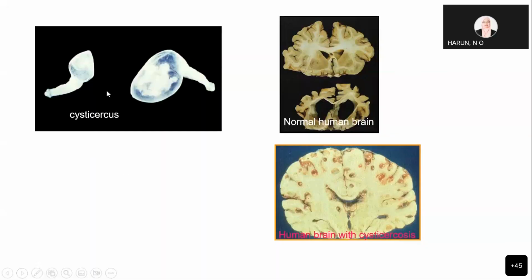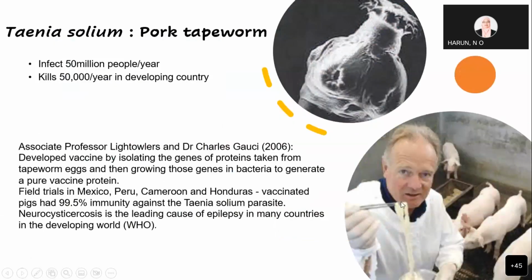Right. So this is how it looks like for the cysticercosis stage. And this is a normal human brain. And this is a human brain with cysticercosis, after being invaded by the Taenia solium. Okay, again the Taenia solium. This is the scientist, or the doctor, the veterinarian that managed to isolate the Taenia solium from the pig.